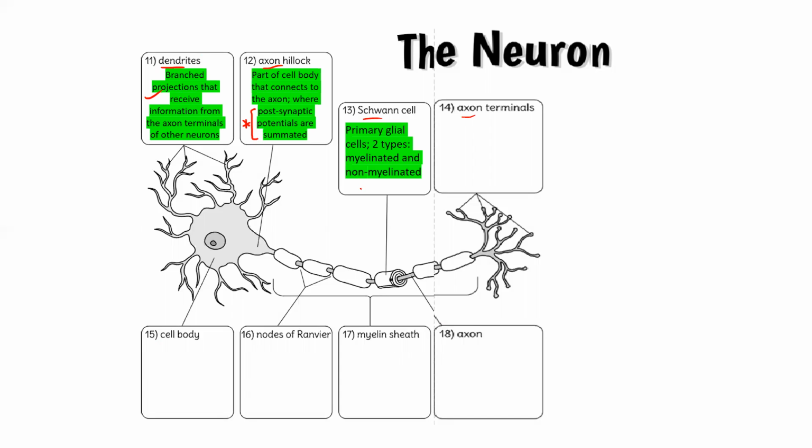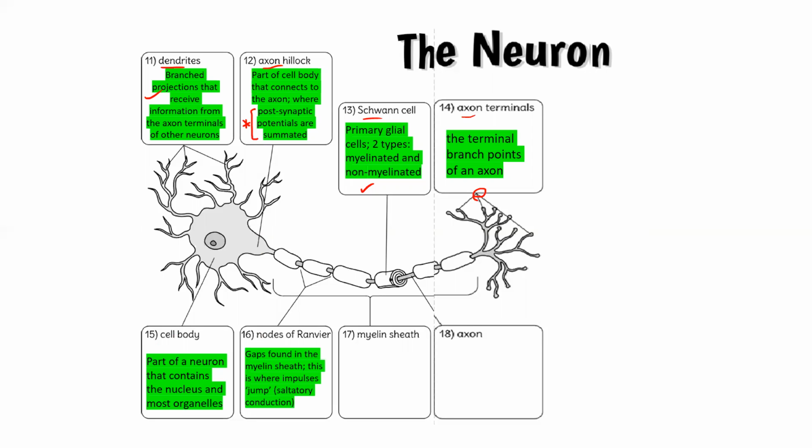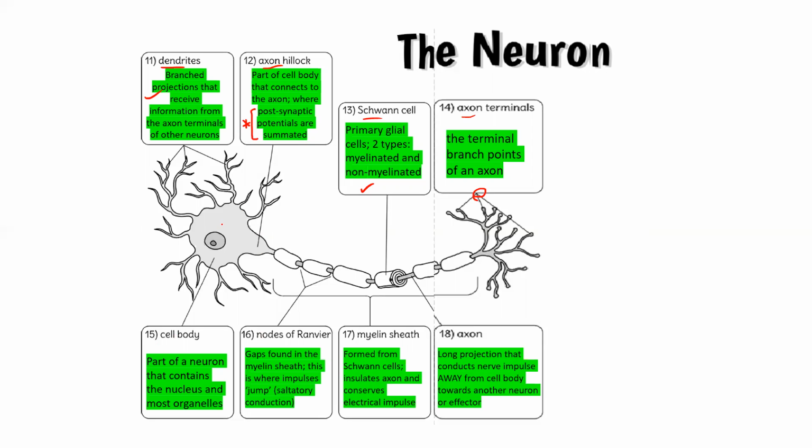The Schwann cells, the axon terminals, the cell body, the gap junctions we've talked about, the nodes of Ranvier, the myelin sheath, and the axon. What way does the impulse go? It goes from the dendrites down the axon to the axon terminals. And we call this axon transmission when a nerve fires, and it's an electrochemical transmission.